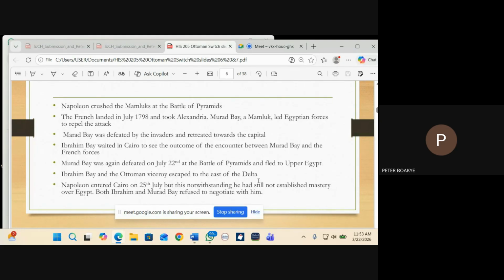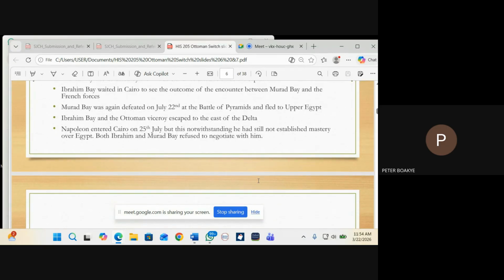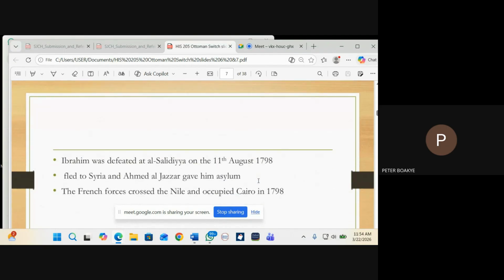Ibrahim Bey waited in Cairo to see the outcome of the encounter between Murad Bey and the French forces. Murad Bey was again defeated on July 22nd at the Battle of Pyramus, and he fled to Upper Egypt. Ibrahim Bey and the Ottoman viceroy escaped to the east of the Delta. Napoleon entered Cairo on 25th July, but notwithstanding this success, he had still not established mastery over Egypt. Both Ibrahim and Murad Bey refused to negotiate with him.